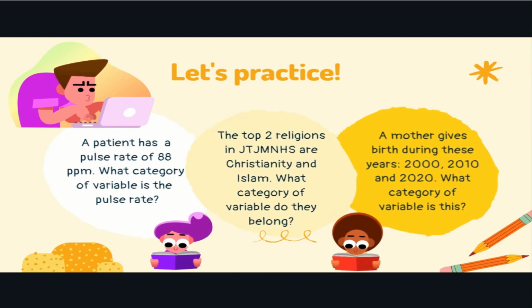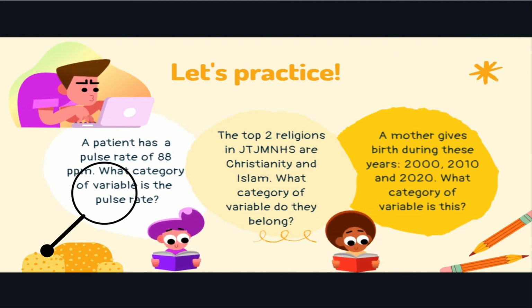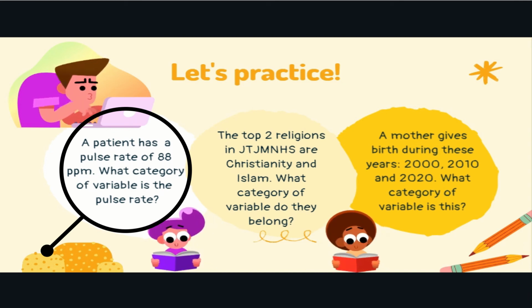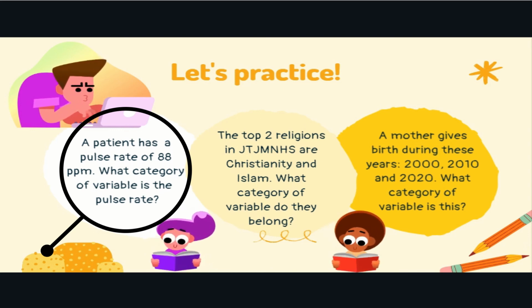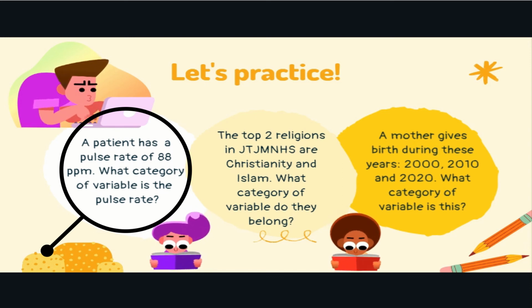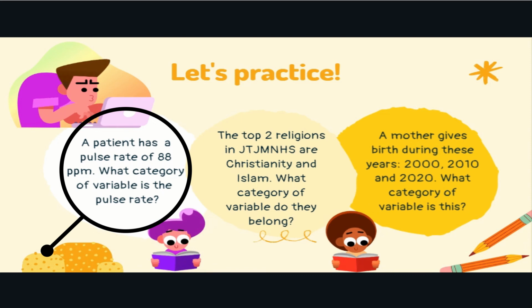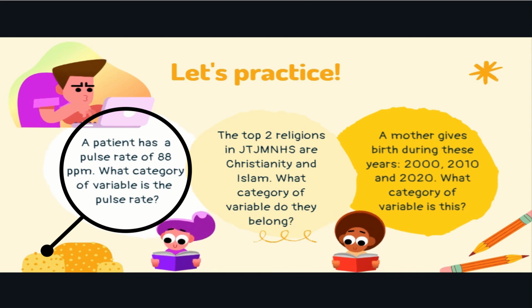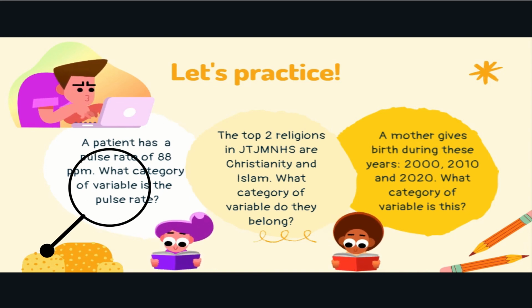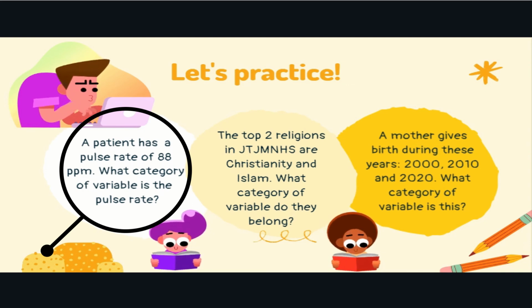Now, let's practice what we have learned. We have the first problem. A patient has a pulse rate of 88 pulses per minute. What category of variable is the pulse rate? Now, let's ask ourselves those questions that were presented earlier. First, is the variable ordered? Yes or no? Yes, because it has numerical value and pulse rate has lowest and highest values.